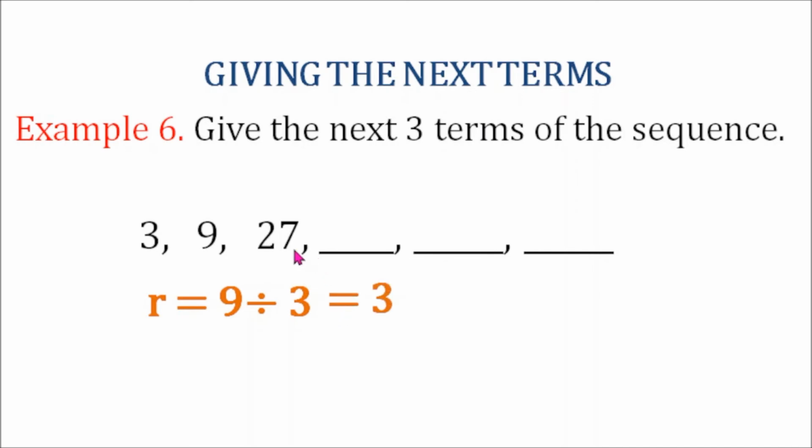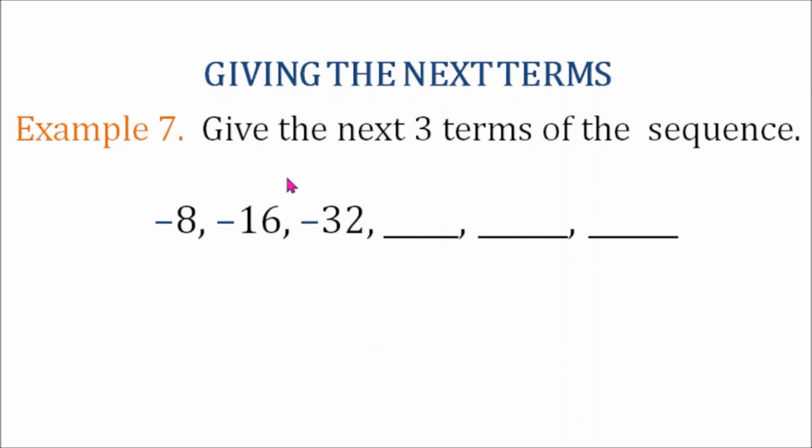So meaning to say, we multiply 27 by 3 to find the next term. So 27 times 3 equals 81, times 3 again equals 243, times 3 again, that's 729. So these are the next three terms: 81, 243, and 729.